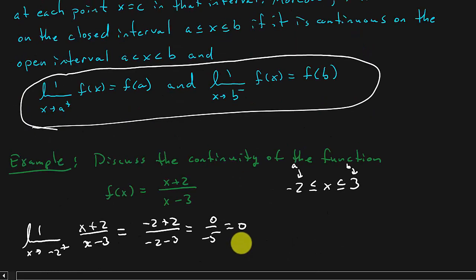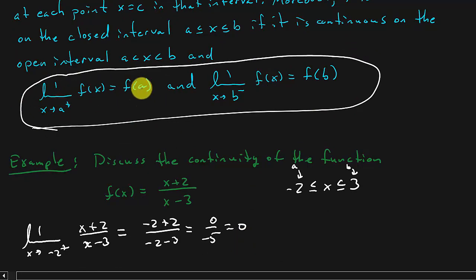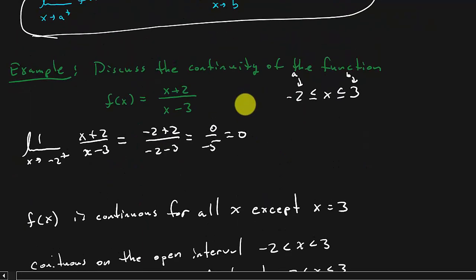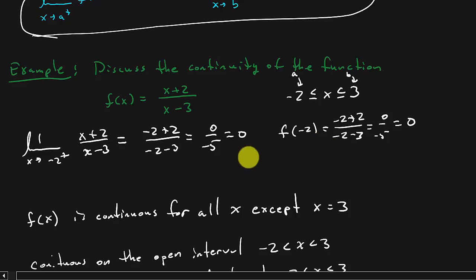And what does it say? That this limit has to equal the value when we just plug the number in. And you can see if we evaluate f(-2), that's (-2 + 2)/(-2 - 3), which is 0 over -5, which is 0. And you can see those are the same.